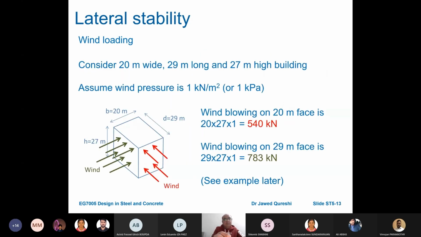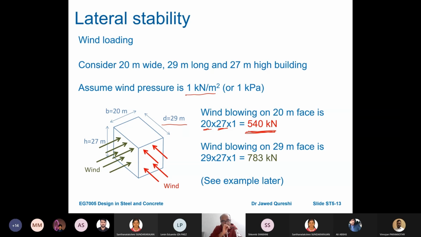So consider you have this building 20 meter wide, 27 meter high. So B, D, and H, the length, width, and height of the building, are given. If the wind pressure is 1 kilonewton per meter square, then for wind blowing on the red face you multiply the height with the width of the building and then with this pressure, 1 kilonewton per meter square. In that way, you will get the total load.